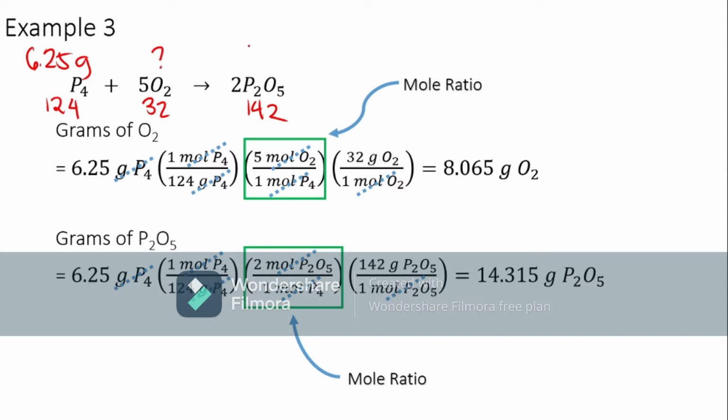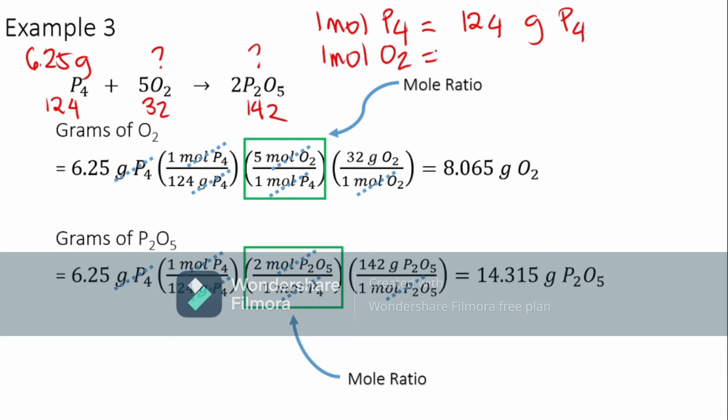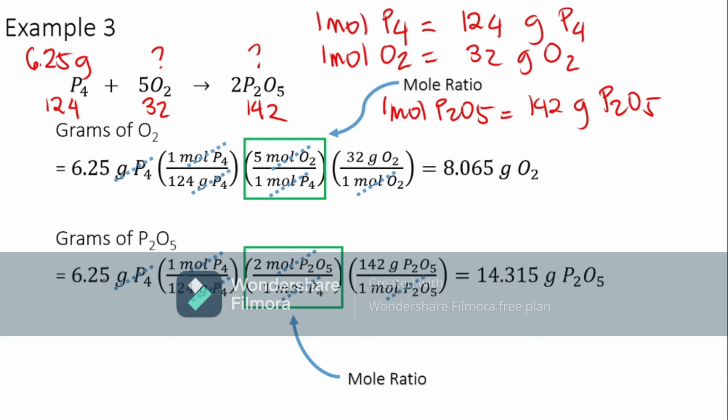So we're after for the mass of O2 and then P2O5. Okay. Now, so 6.25 grams of P4, convert it in terms of moles of P4. So yung 124, pwede ko kasi sabihin for every 1 mole of P4, equivalent siya sa 124 grams of P4. For every 1 mole of oxygen, O2, equivalent siya sa 32 grams of O2. And for every 1 mole of P2O5, equivalent siya sa 142 grams of P2O5. Okay? Now, so 6.25 grams of P4, converted in terms of mole of P4.